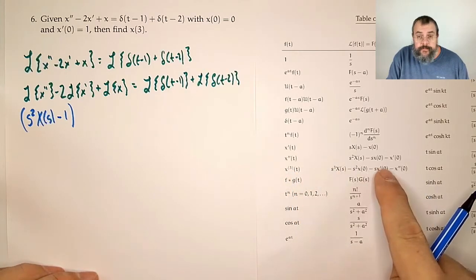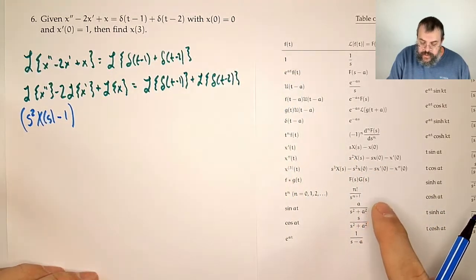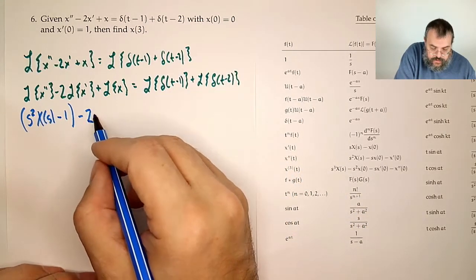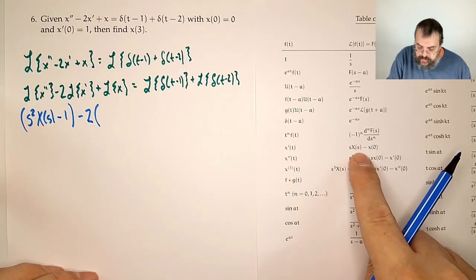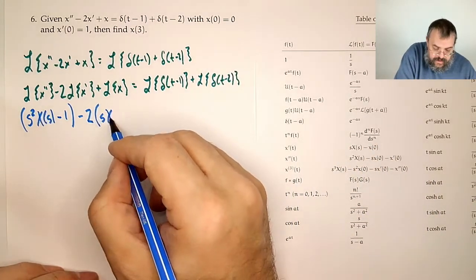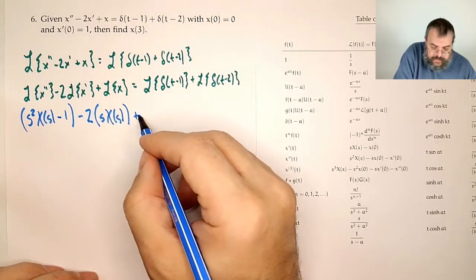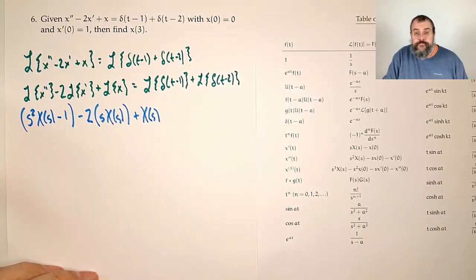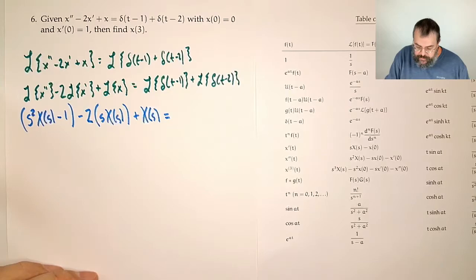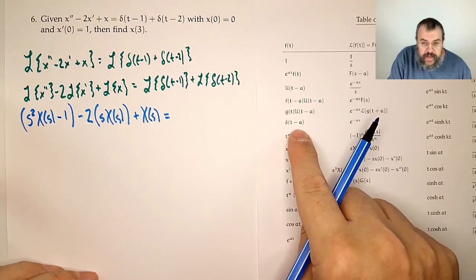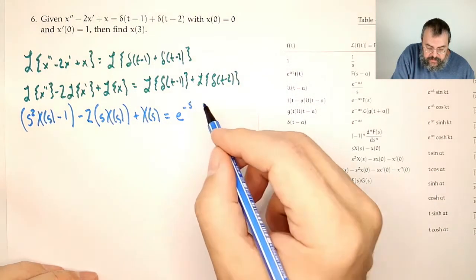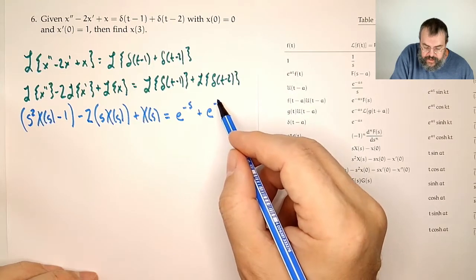Okay, so that's x double prime, using our initial conditions as well. Now x prime, well, that's going to become minus 2 times s x of s minus x of 0, but x of 0 is 0, so it will be s x of s, plus x of s. Now that's going to be equal to, on this side, delta of t minus 1, well, delta of t minus a, e to the minus as. So it would be e to the minus s, and here, e to the minus 2s.